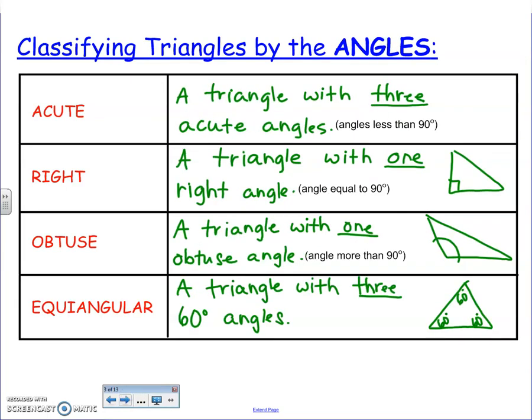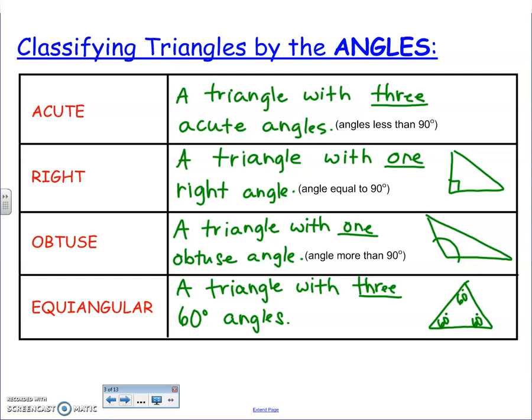All right. For angles, we have acute, a triangle with three acute angles. Remember, acute means angles less than 90 degrees. Right means a triangle with one right angle, and a right angle is an angle with 90 degrees. And obtuse is a triangle with one obtuse angle, meaning an angle with more than 90 degrees.